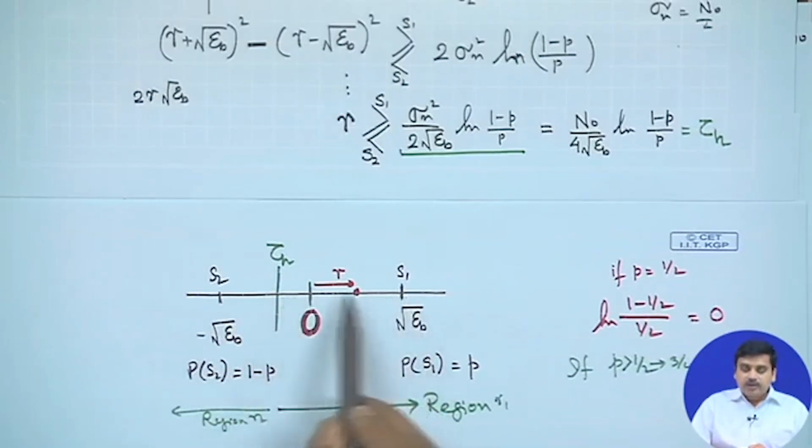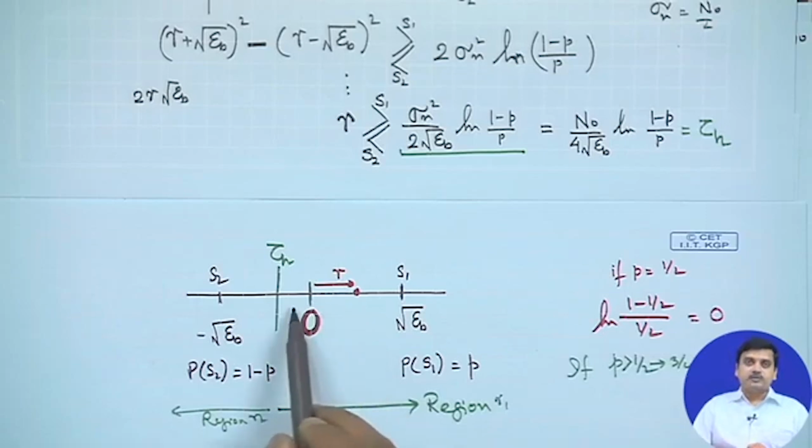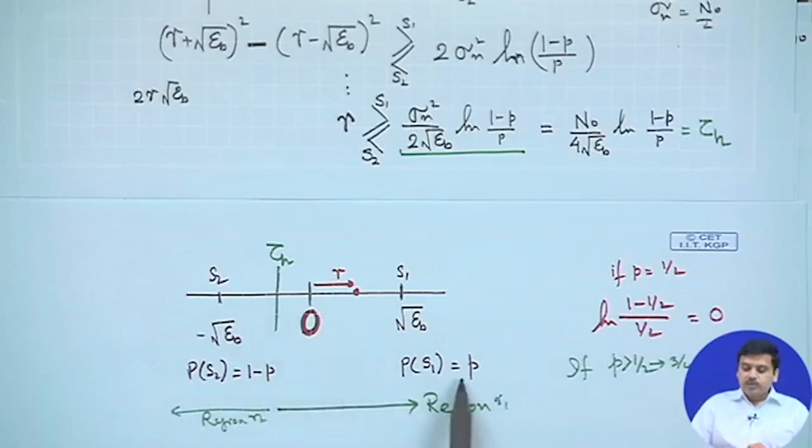So, you are going to get a certain probability of error which will be different from the MAP receiver. Only when the probability of the transmitted signal is equal to half, then only the ML receiver and the MAP receiver are going to produce the same outcome or the same performance in terms of error probabilities.